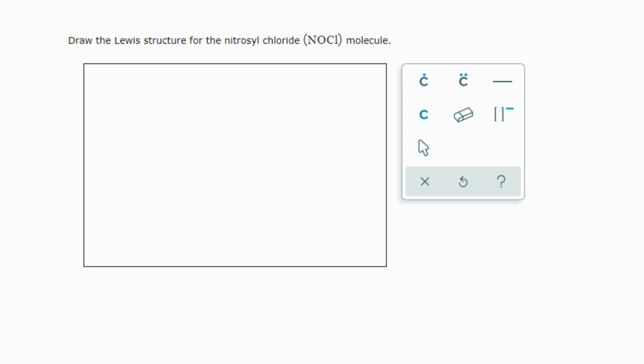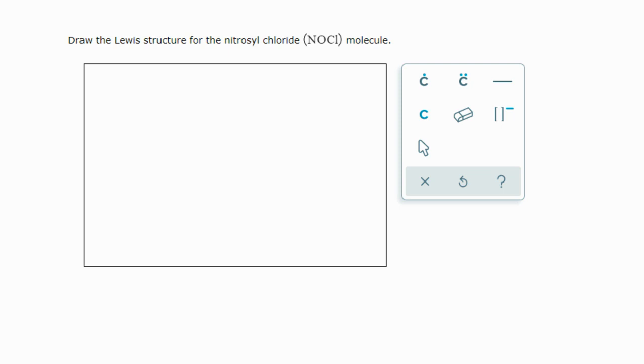Nitrogen doesn't have enough electrons, so one of these atoms needs to share. Which one is going to share? The oxygen. Oxygen's going to share because it's less electronegative than chlorine. And usually oxygen likes to make 2 bonds. Chlorine likes to make 1 bond. So we're going to do something like this. Double bond from oxygen to nitrogen, lone pair on nitrogen, and then chlorine.